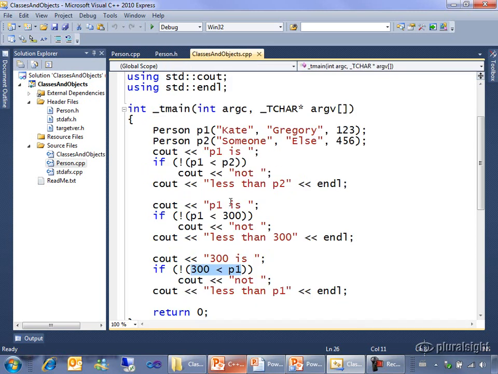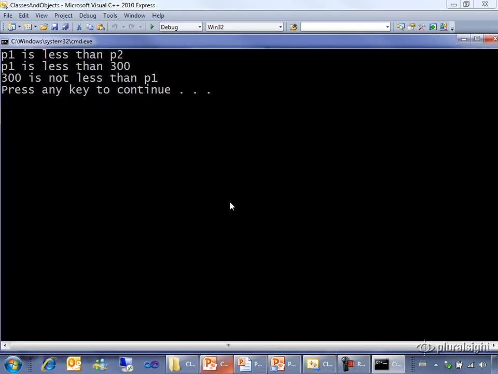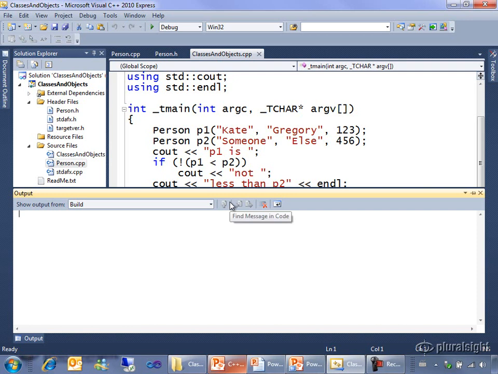Let's run this to show that it works. P1, which was 1, 2, 3, is less than P2, which was 4, 5, 6. Yep. P1 is less than 300. Yes, 1, 2, 3 is less than 300. And 300 is not less than P1. Also correct. So all of these operators work.